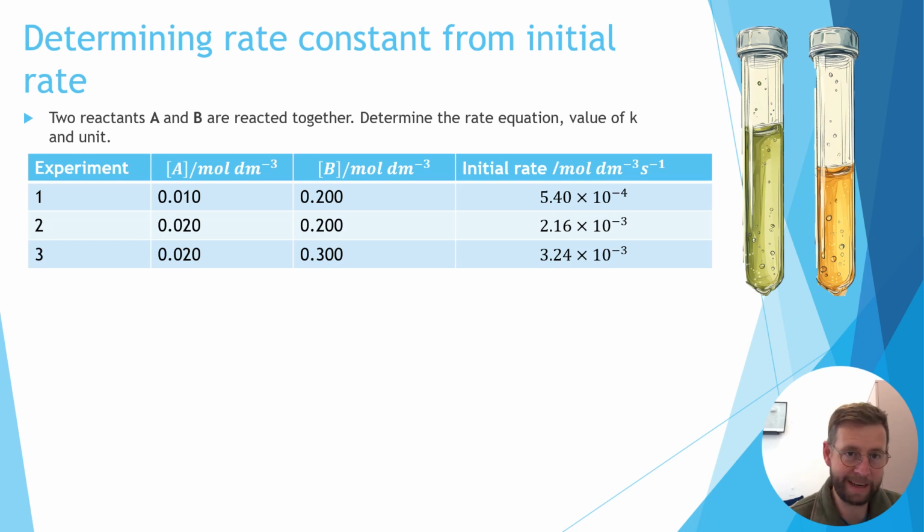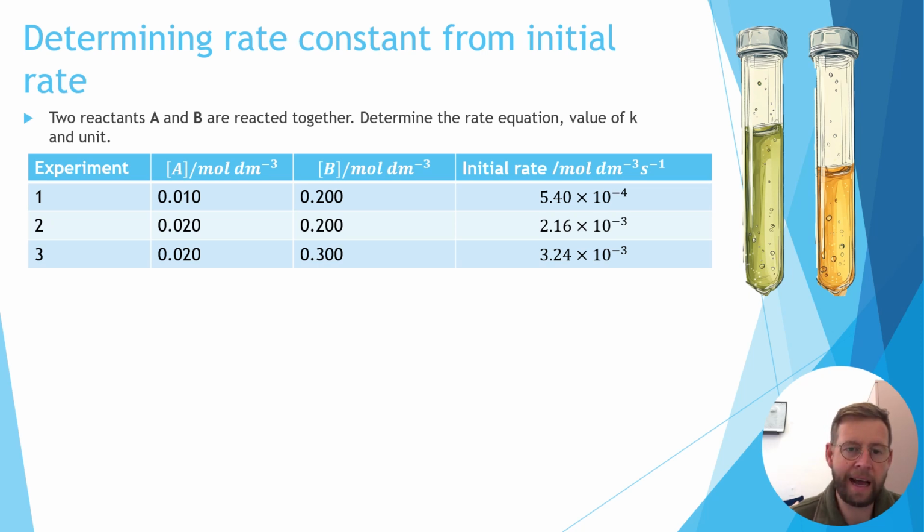Have a look at this question here. It's simpler in that there are just two reactants, A and B, reacting together. It wants to know what the rate equation is, the value of the rate constant k and its unit. So let's have a look at the information as it's been presented to us. There are three different experiments, and what they've changed each time is the concentrations of A and B, and then looked at how the initial rate has changed.